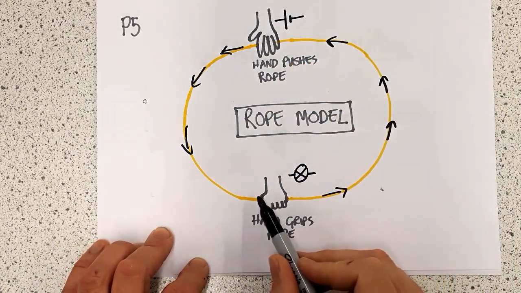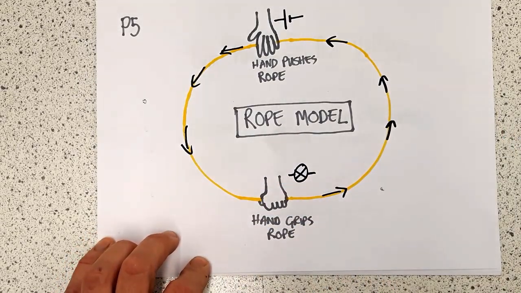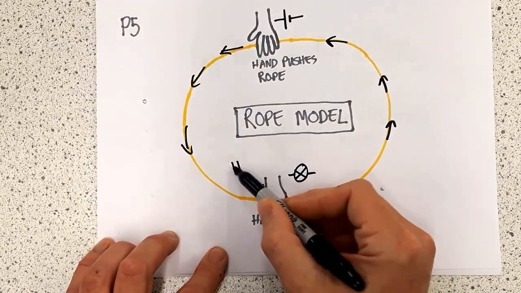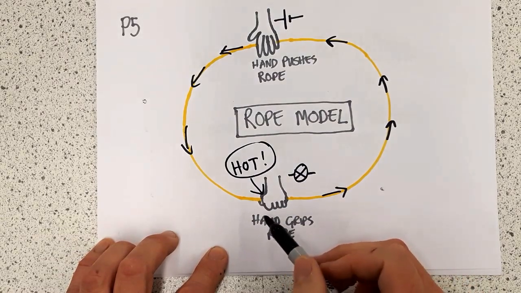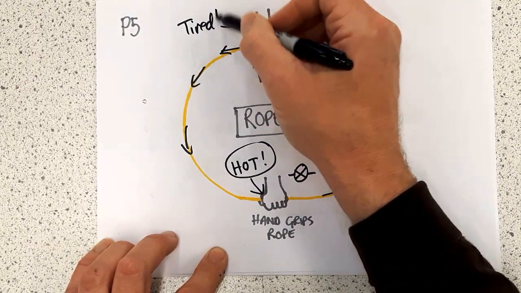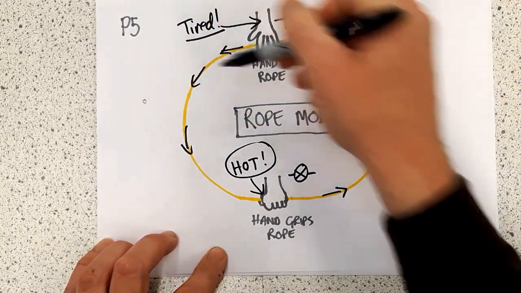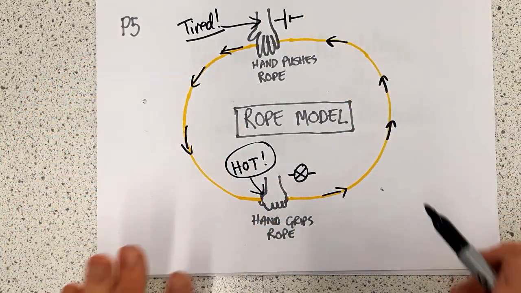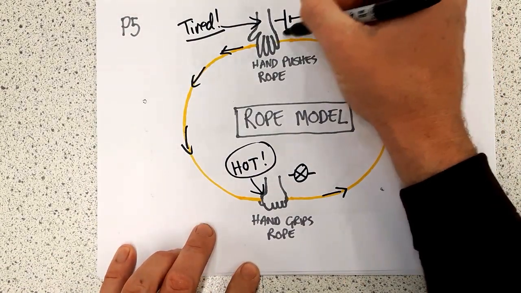So the friction between the hand and the rope tends to have an effect on the speed that the rope moves. But the important thing here is the idea that this hand will get hot because of the friction between the rope and the hand. Whereas this person will eventually get tired because they are constantly providing energy for this circuit, and the rope just carries that energy around.